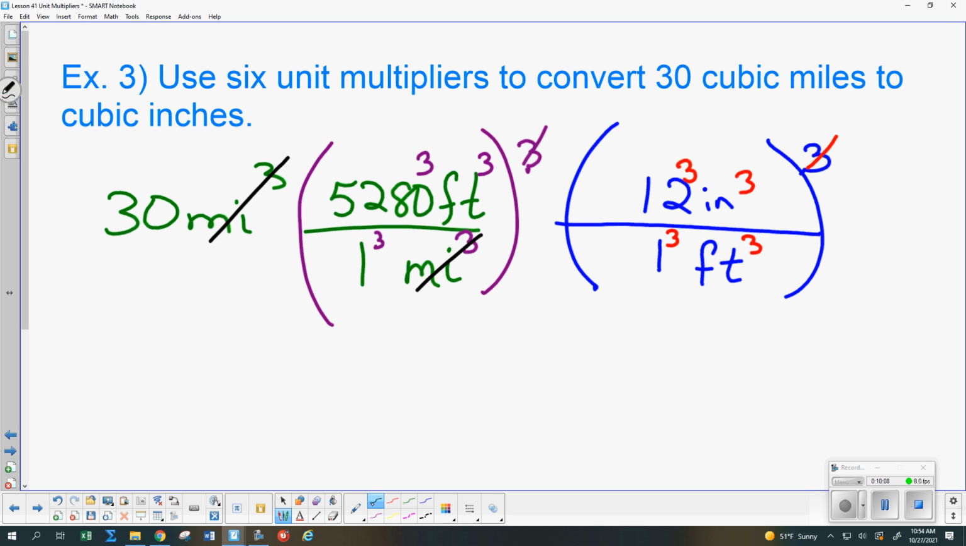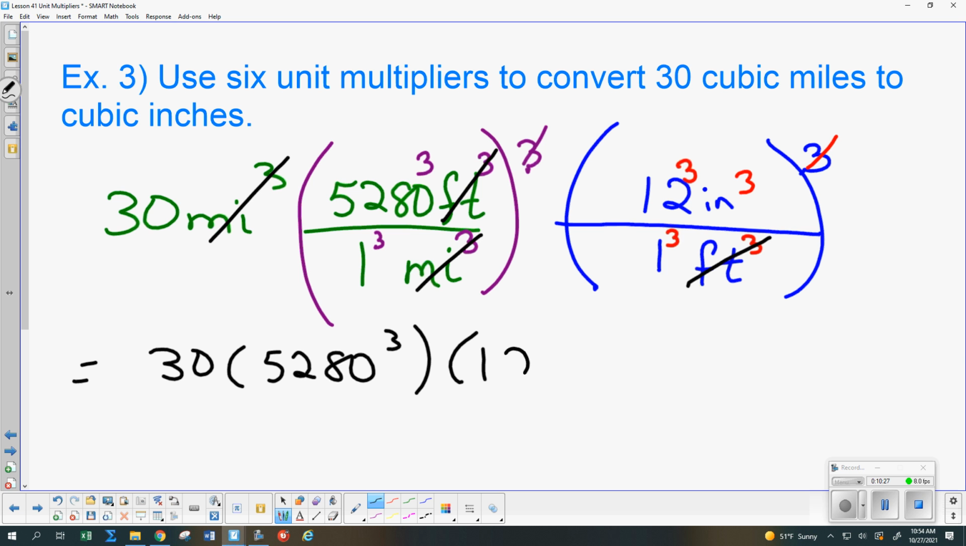Now, my feet cubed over here cancel with these feet cubed. Now I'm going to write the clean multiplier form to say this is what I'm typing in my calculator. 30 that does not have an exponent on it. 5280, that is cubed. And 12 cubed. And I don't need to write 1 cubed and 1 cubed in the denominator because I know they're 1. And all of my units are crossed through except for inches cubed. So you guys are putting that in your calculators and getting a pretty ginormous number.